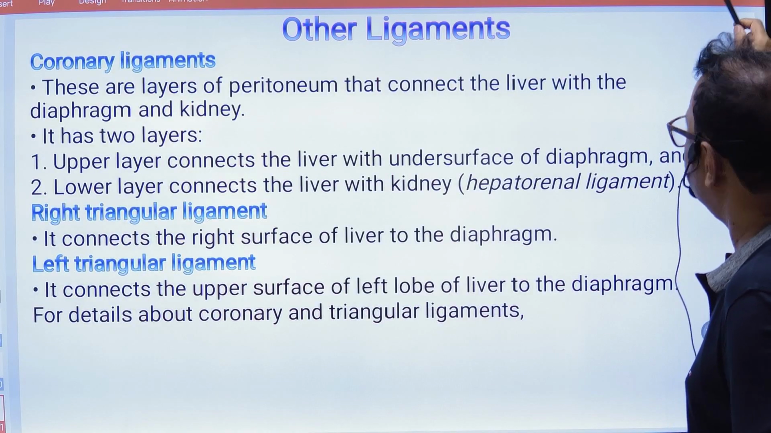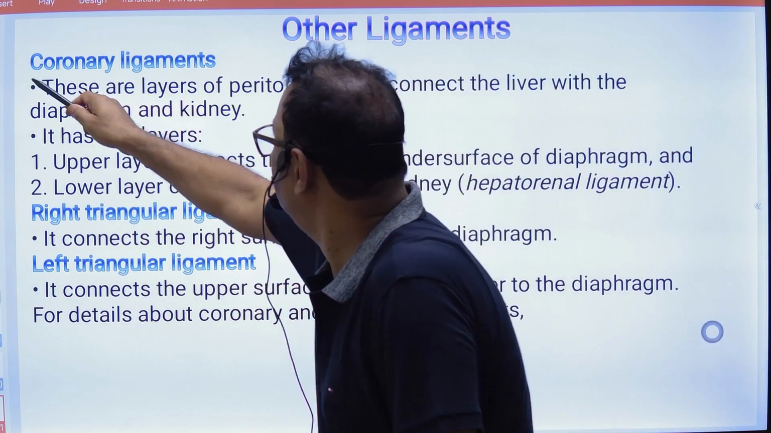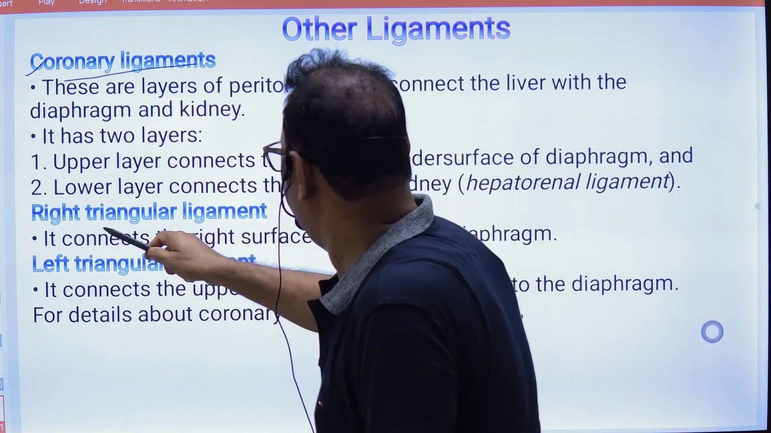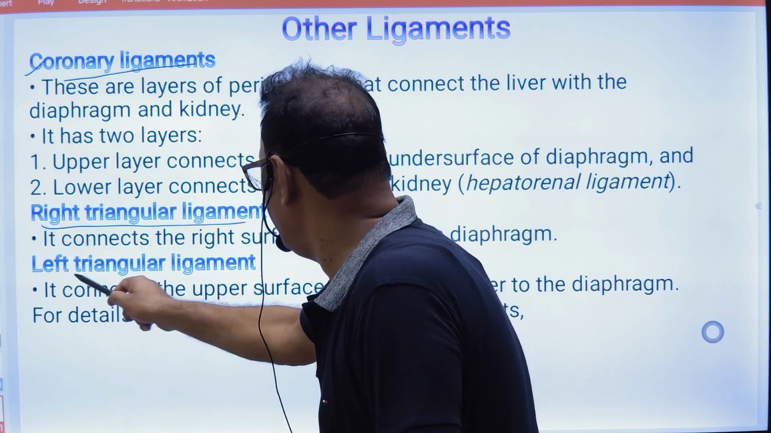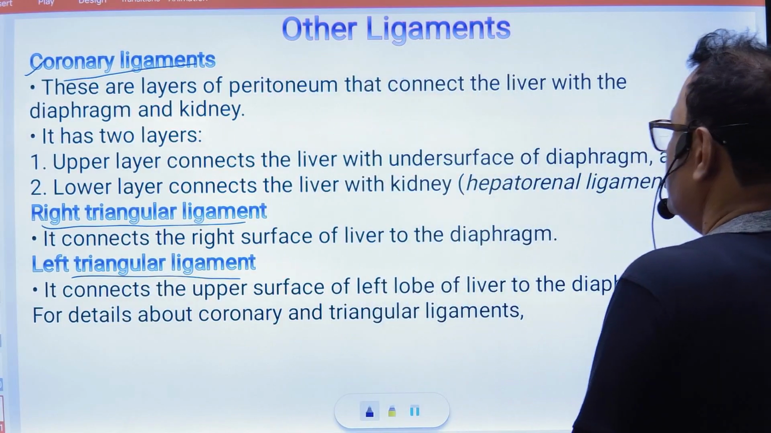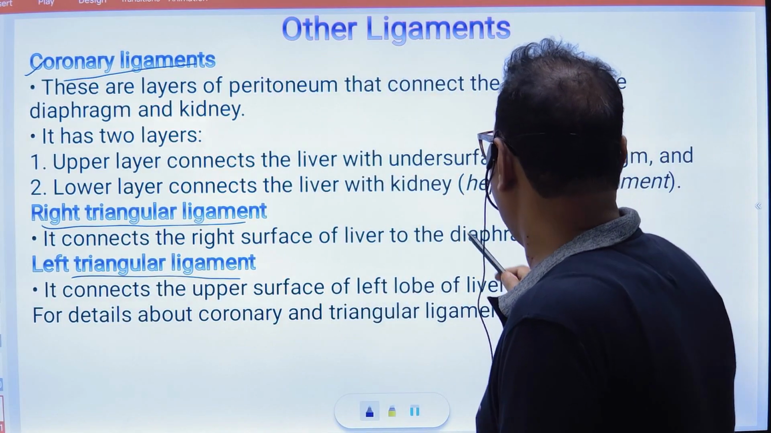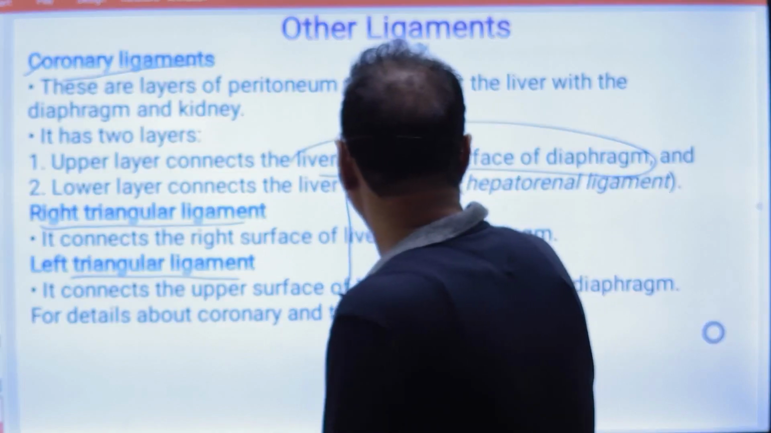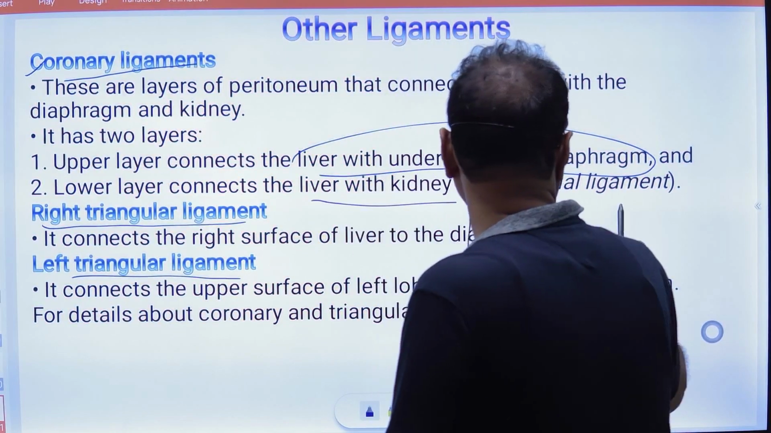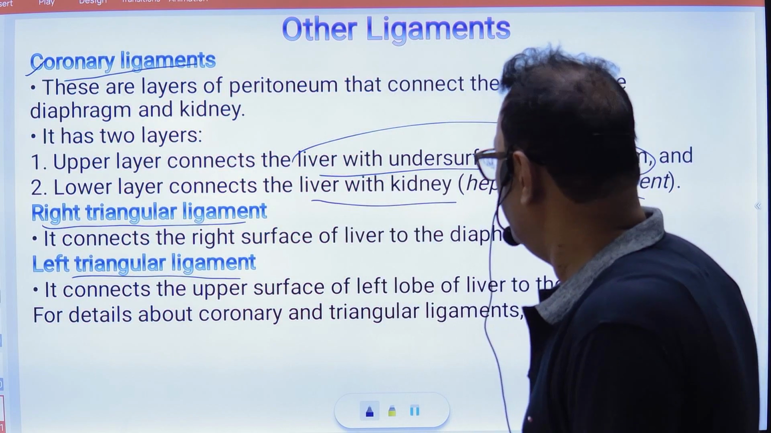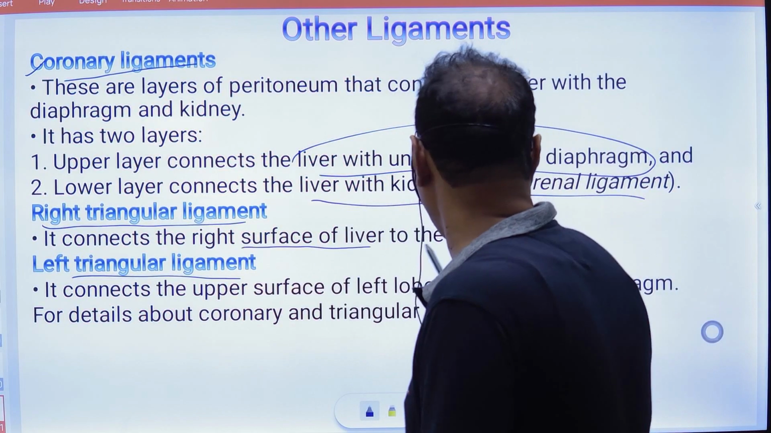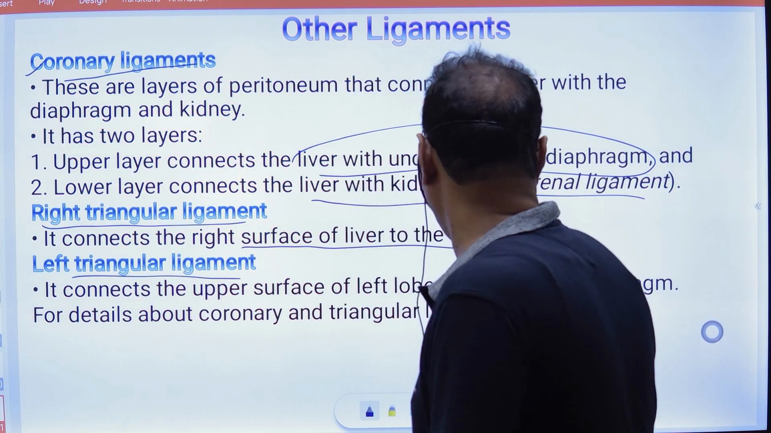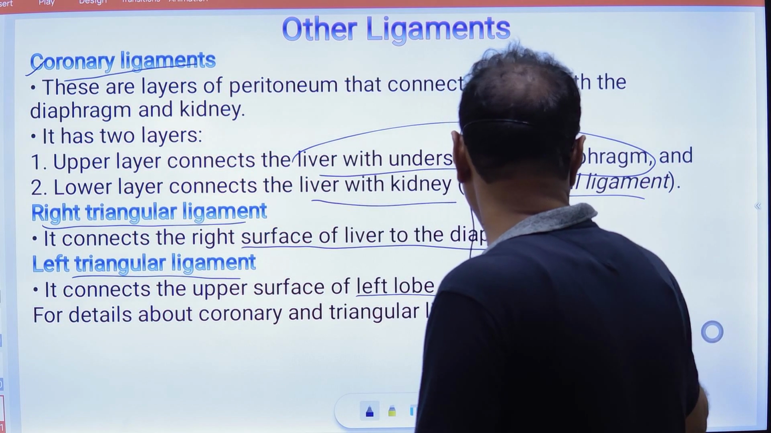The other ligaments we have are the coronary ligament, then the right triangular ligament, and the left triangular ligament. The coronary ligament connects the liver with the undersurface of the diaphragm, and connects the liver to the kidney also, that is the hepatorenal ligament. The right triangular ligament connects the right surface of the liver to the diaphragm, and the left connects the left lobe up to the diaphragm.